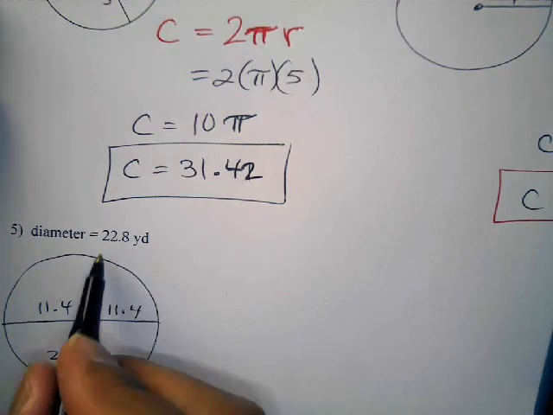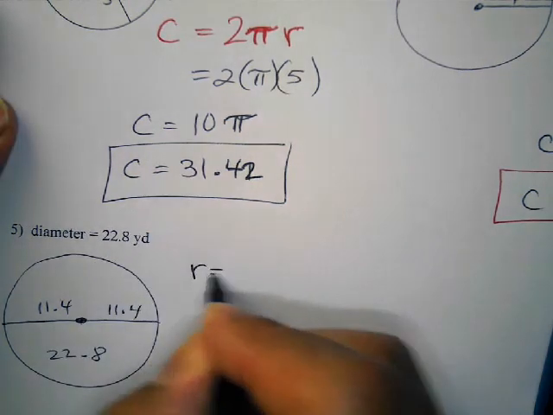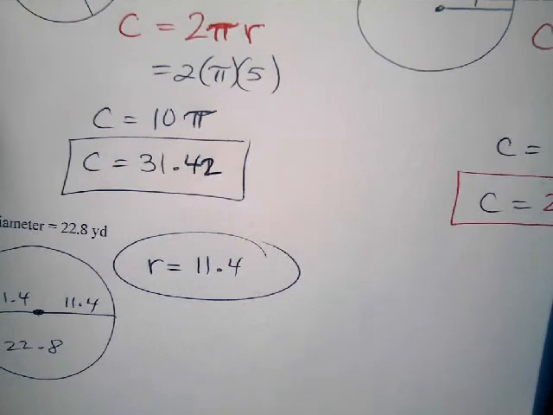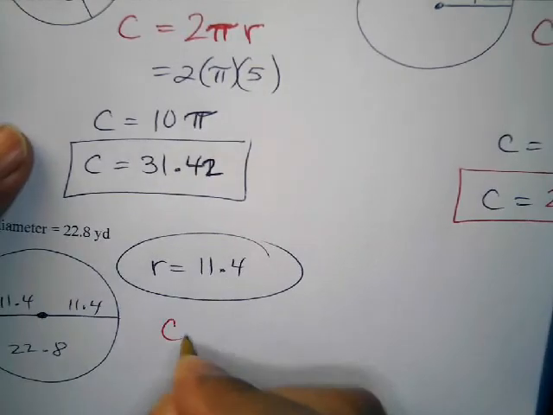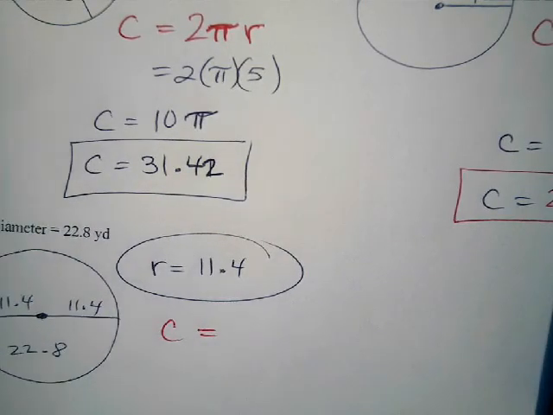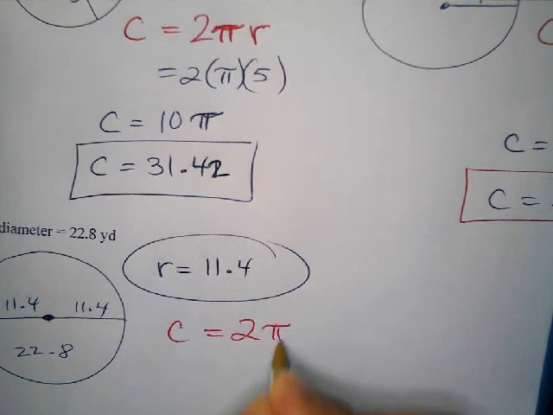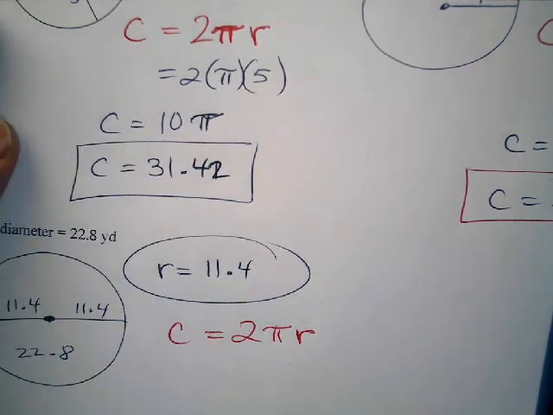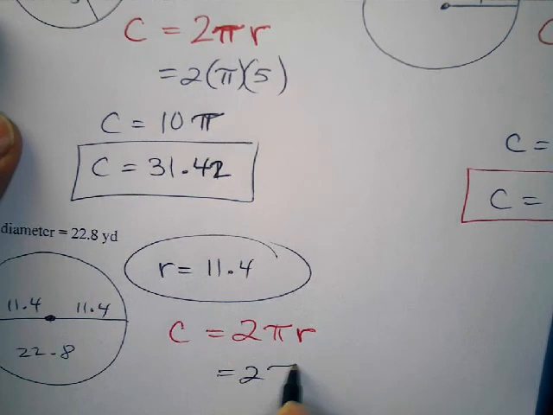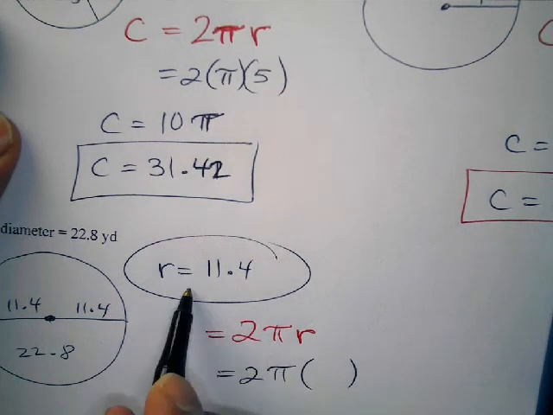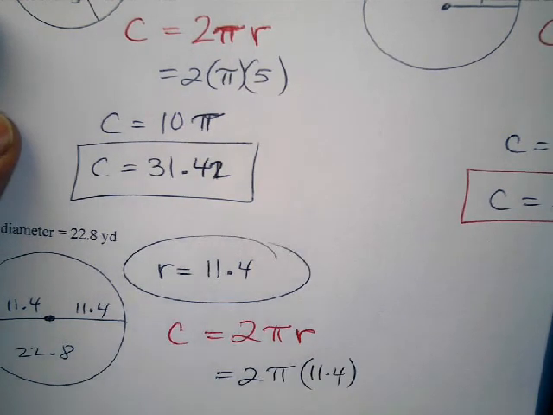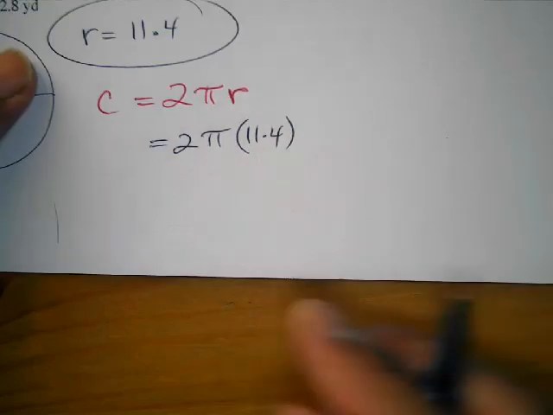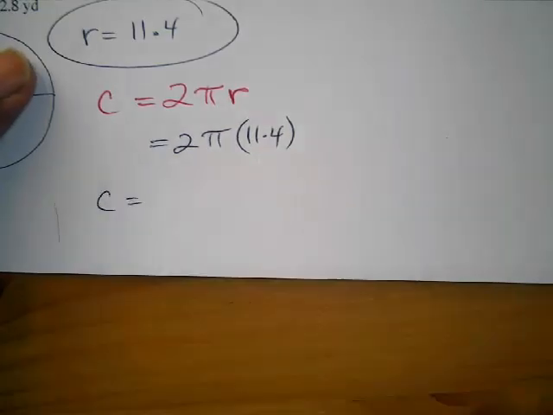Yeah, 4 plus 4 is 8. 11 plus 11 is 22. Yep. That's the radius. You got to use the radius measure, not the diameter measure. The radius is 11.4. That's the one you're going to use. All right, so circumference, here's the formula, right? Circumference is equal to 2 times pi times this value for the radius. That's going to be 2 times pi times 11.4.